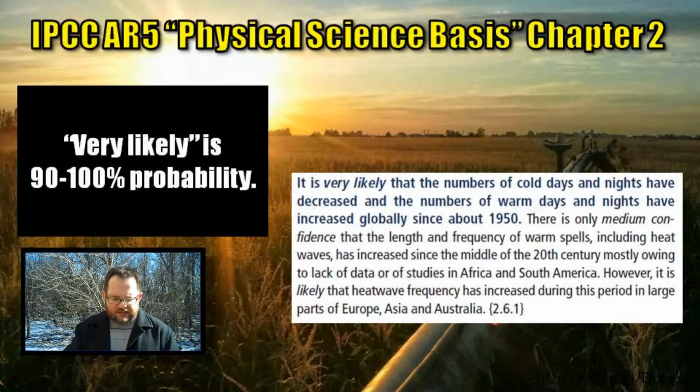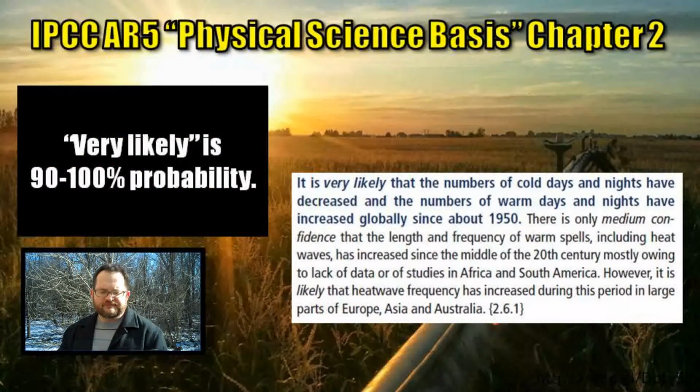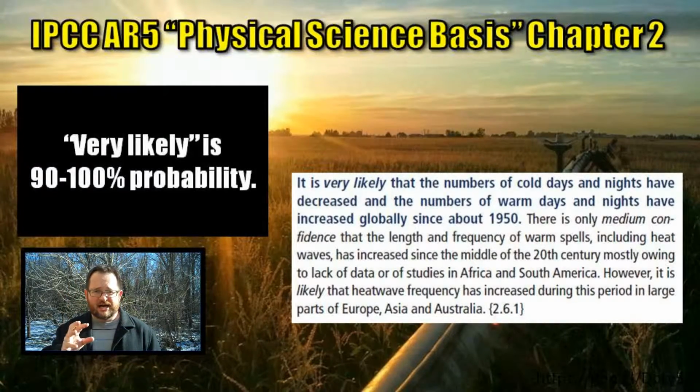It is very likely that the numbers of cold days and nights have decreased and the number of warm days and nights have increased globally since about 1950. Very likely. Again, I looked through their definition. What do they mean by very likely? They mean 90 to 100% probability. That is the level of certainty they have about that, based on consensus of the experts and things like that.